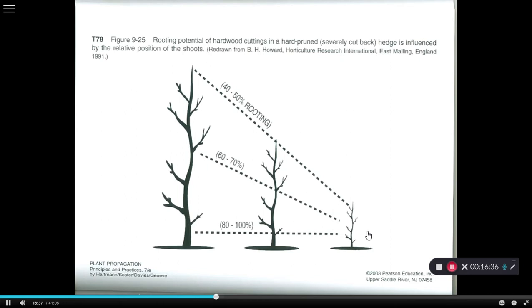Whereas at the base of that plant on the left, the physiologically juvenile wood is at the base of that plant. So it's not changing, it's not moving up the plant, it remains at that same location, in other words.